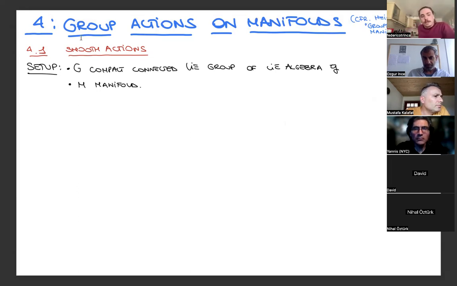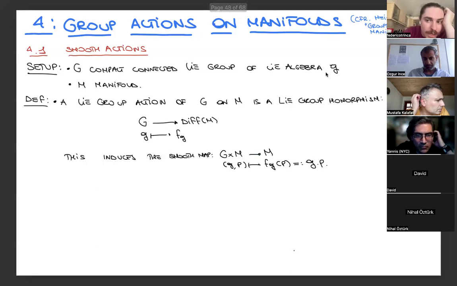So the setup is that we have a compact connected Lie group G with some Lie algebra, and a smooth manifold M, and we want to define a group action on my manifold as a Lie group homomorphism. So we have our Lie group, and we have a Lie group homomorphism into the diffeomorphism group of M. And this induces a smooth map, which is just the obvious map defined as follows. I will always denote g·p as the action of g on the element p of my manifold.